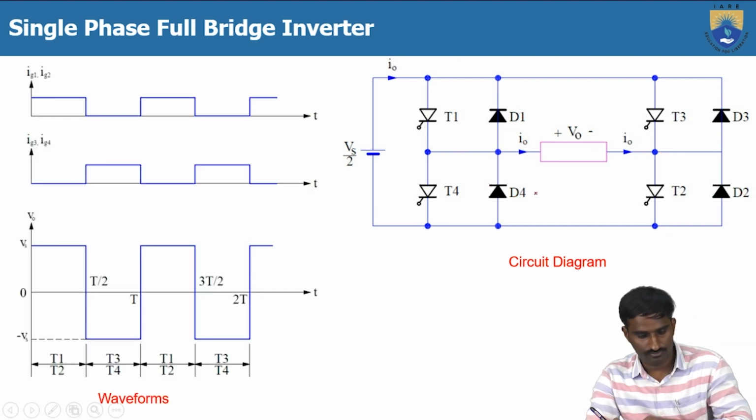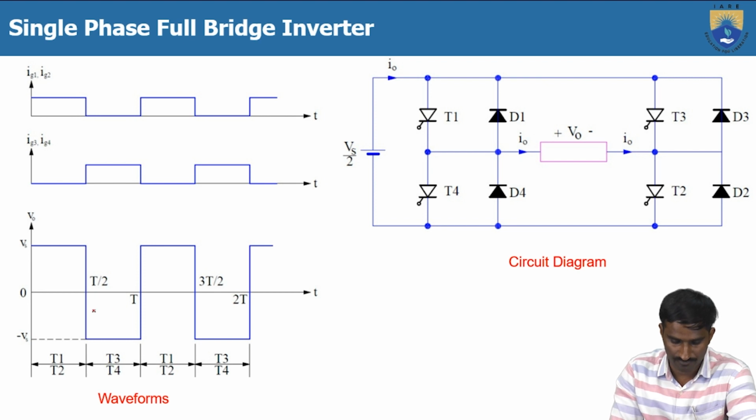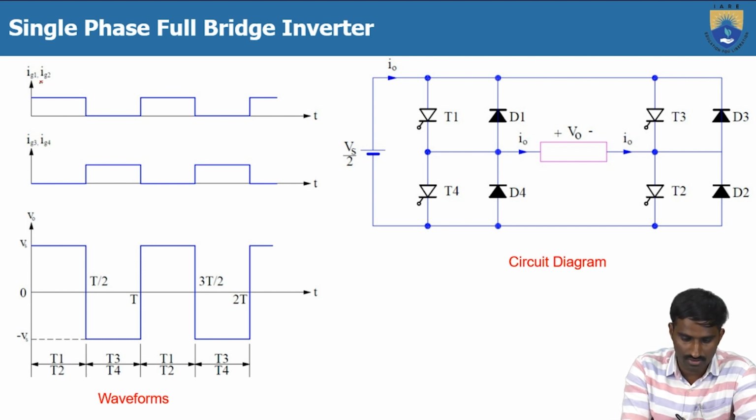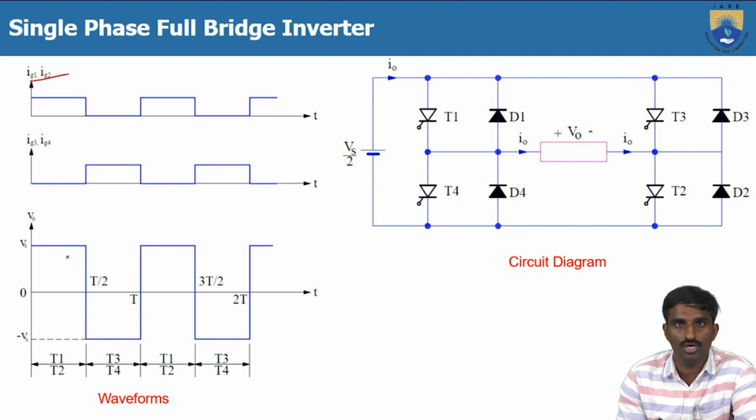So here, see, we are giving the gate signal IG1 and IG2, which means T1 and T2. So T1 and T2 are triggered, then we will get the total voltage. If it is Vs by 2, here we will get the Vs by 2. Otherwise, if it is Vs, then we will get the Vs. So based on the input supply that we are having.